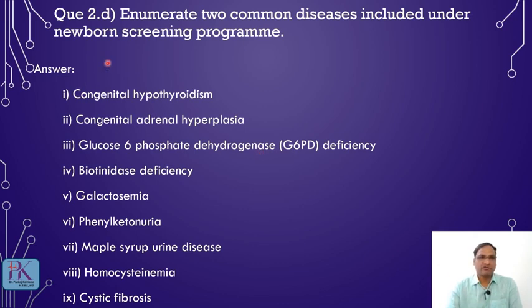Congenital hypothyroidism should be there because they are asking about two diseases, so you should not write the least common diseases. Congenital hypothyroidism and congenital adrenal hyperplasia should be there. Then you can write G6PD deficiency, biotinidase deficiency, galactosemia, phenylketonuria, maple syrup urine disease, homocystinemia, and cystic fibrosis. So these are the common diseases included under the newborn screening program. Let's see the next.